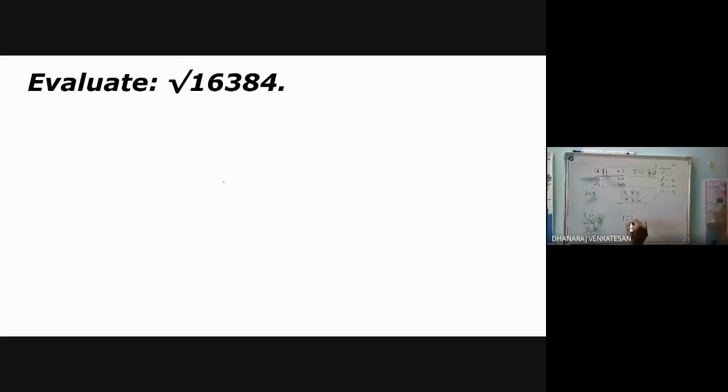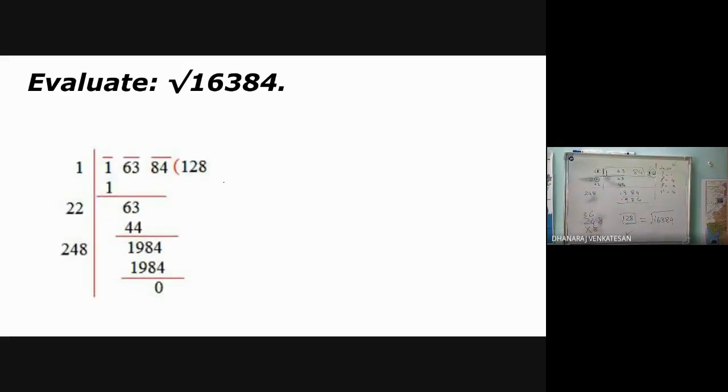128 is the square root for the 16384. Can you understand? This is the answer. You have to tick this option 128. Now you have noticed this is a lengthy process. It will take around 3 minutes or 4 minutes if you keep on solving.